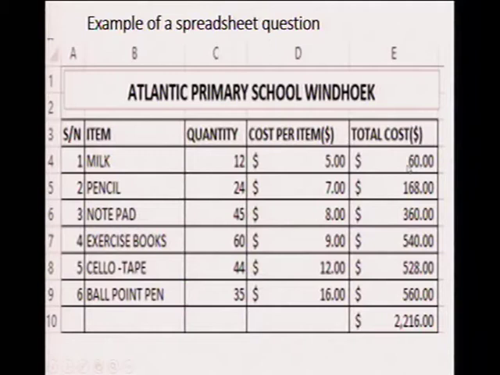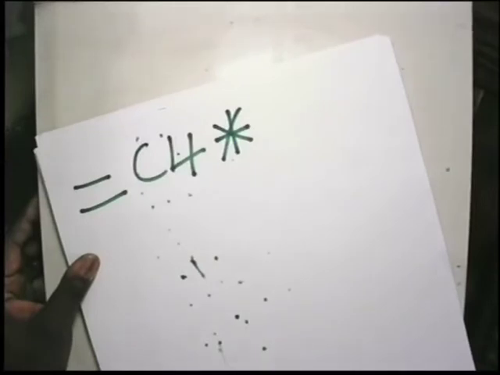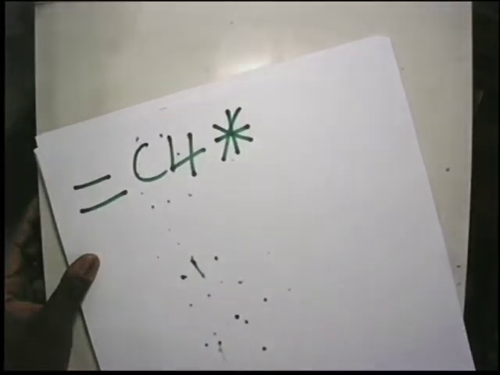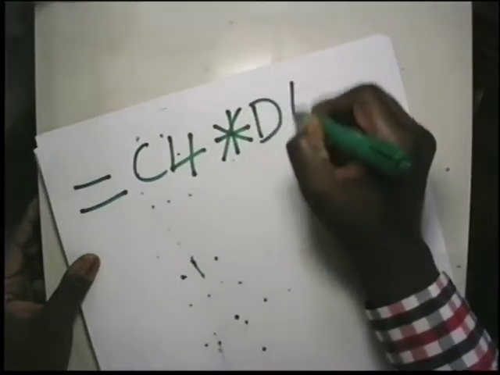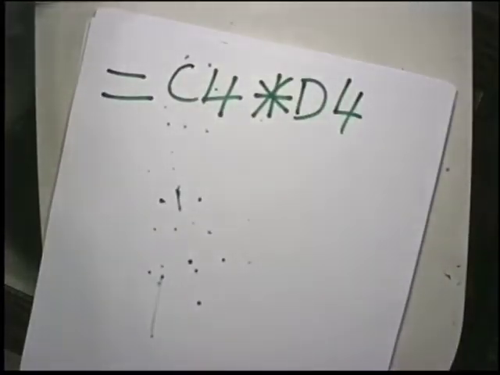How did I get that? It was 12 multiplied by 5. So, how do you write the formula? You say equal C4. Why did I write C4? Because this 12 is in cell C4. Multiply, take note, this is our multiplication in Microsoft Excel, multiply by cell D4. That is the formula. Don't write the numbers for me, write the formula for me.